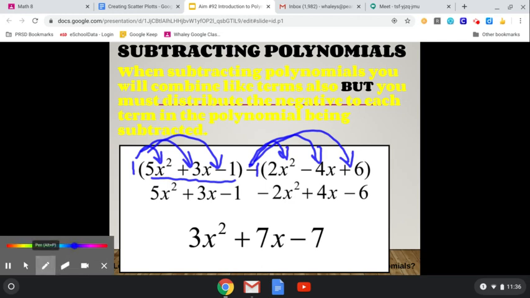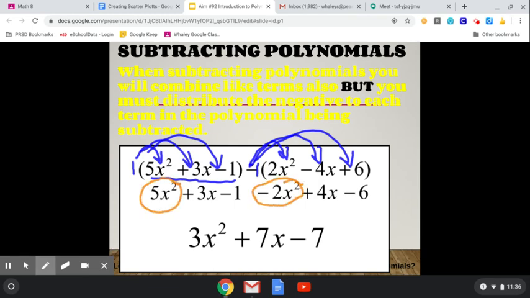Now, at this point, we look for some terms that are alike. Well, 5x squared and negative 2x squared. Notice I took the sign that was with it. They're alike. Those combine to be 3x squared. 3x and 4x combine to be 7x. And negative 1 and negative 6 combine to be negative 7. And notice the order I wrote it in. Highest exponent down to, well, something that doesn't have an x at all. So that's considered standard form.